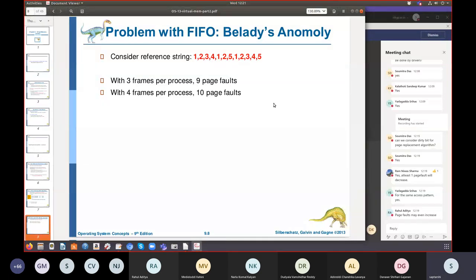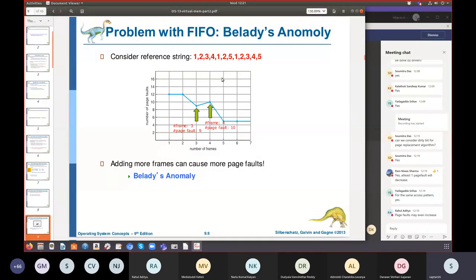Actually, with that string, if you plot, with the x-axis as the number of frames available to the process and the y-axis as the number of page faults, you see it's not a monotonically decreasing curve.